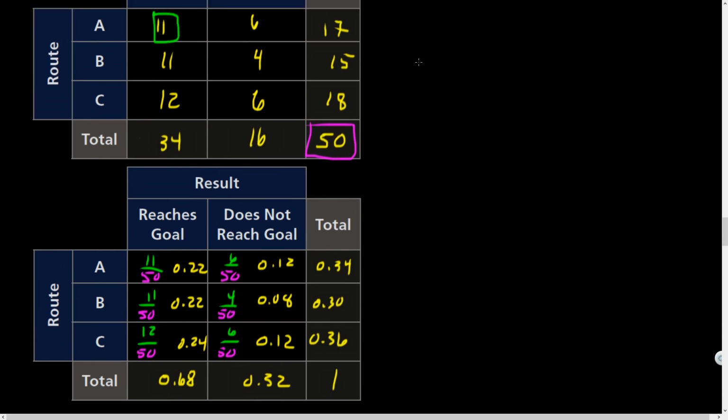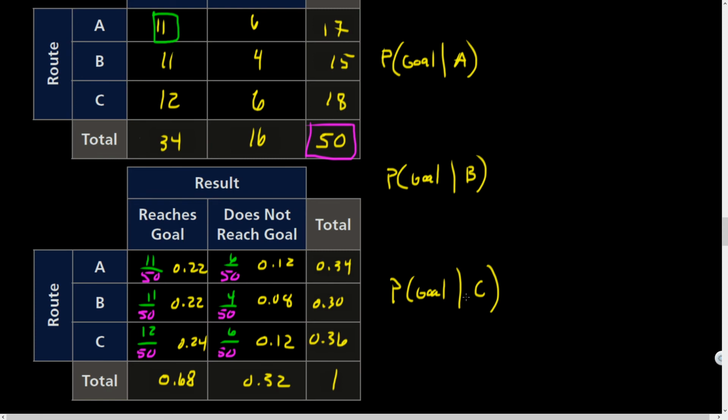Let's see. I'm going to give myself space up here. So I want to figure out, kind of proportionally, which route gives him the greatest likelihood of reaching his goal. All right, so I want to figure out the probability that he reaches his goal, given he chose route A. If he chooses route A, what's the probability that he reached his goal? I want to figure out the probability he reached his goal given that he chose route B, and the probability he reached his goal given he chose route C.